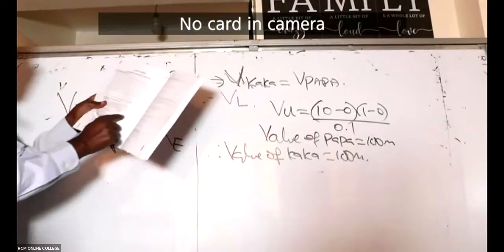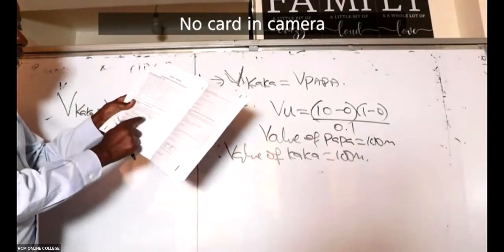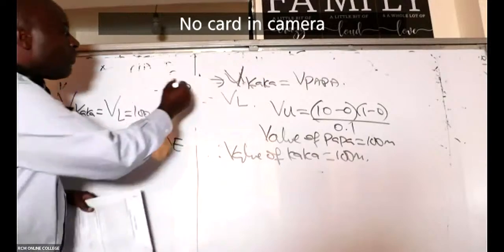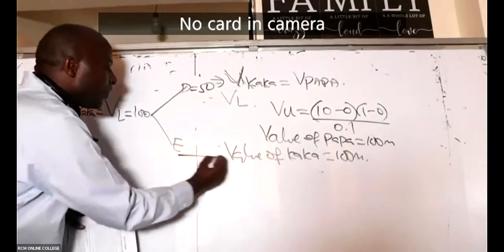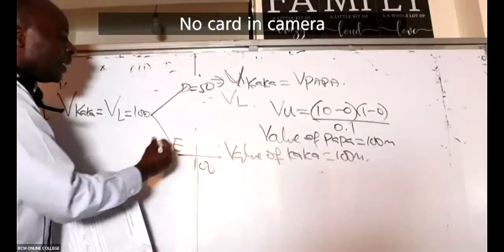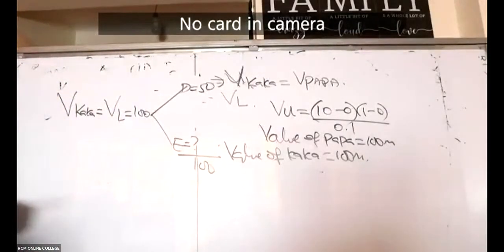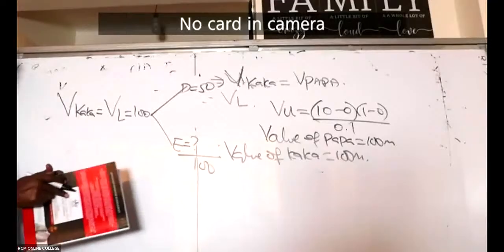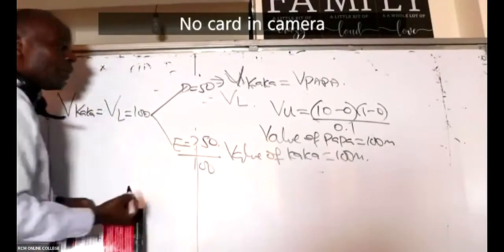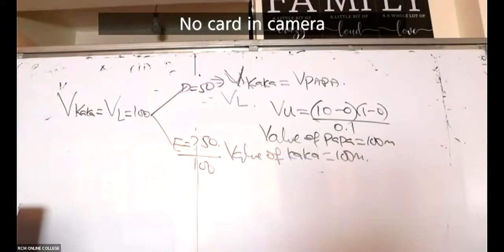From the table given, there's a 5% debt, which is 50. So if debt is 50, and you're telling me that the value of the firm must be 100, then what is this equity component? It will be 50, yes, because the two must add up to the same.